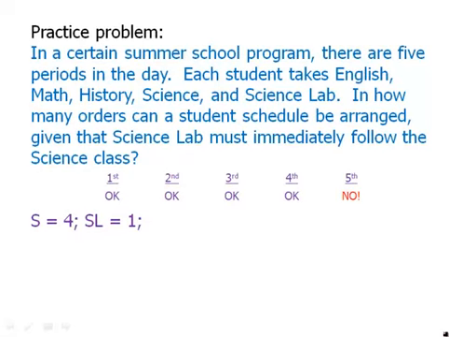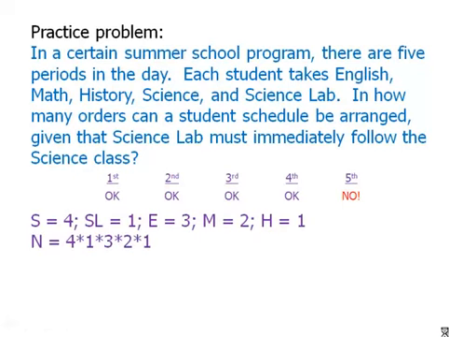So now we pick those 2, so those 2 slots are occupied, and now the others are unrestricted. So for English, we'd have 3 choices, then math, we'd have 2 choices. For history, we'd have 1 choice. Fundamental counting principle tells us we multiply all these numbers together. And of course, this is just 4 times 6, which is 24. There are 24 possible schedules.